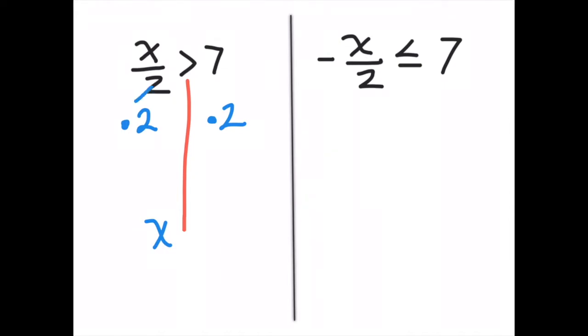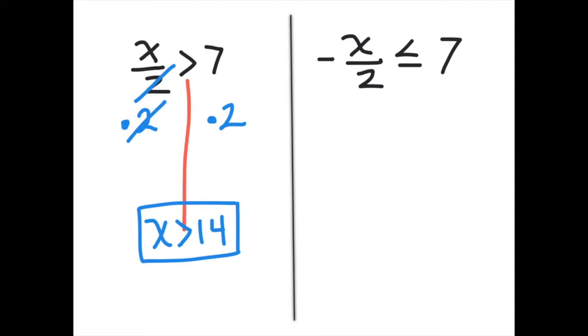A 2 dividing and a 2 multiplying cancel each other. That's how we get our x alone. On the other side, we have 7 times 2, that gives me a 14. And all that I have to do is drop my symbol, and this is my answer.